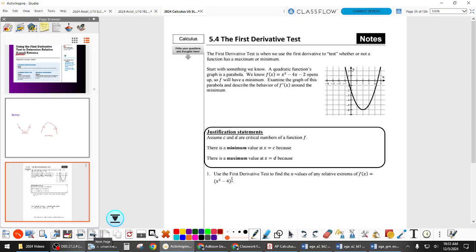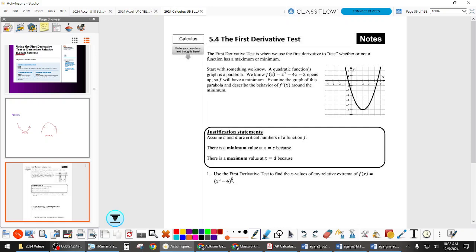As a quick preview, the next section will be how do we find absolute max and min, which is really just one step beyond this, and it's a little bit easier actually, which is kind of nice.